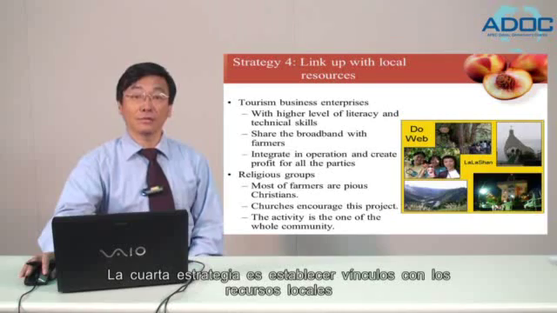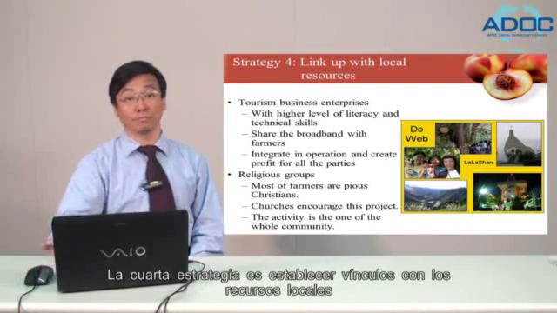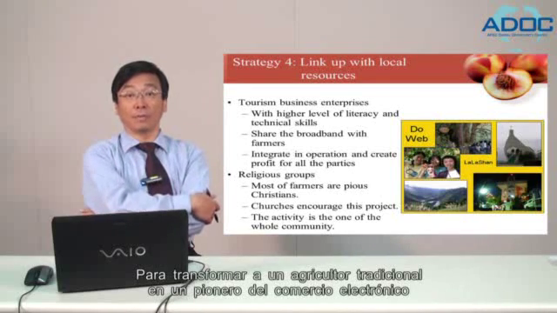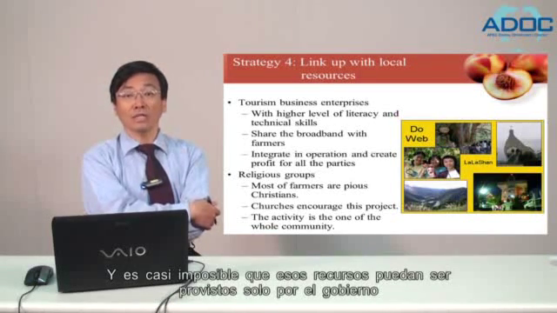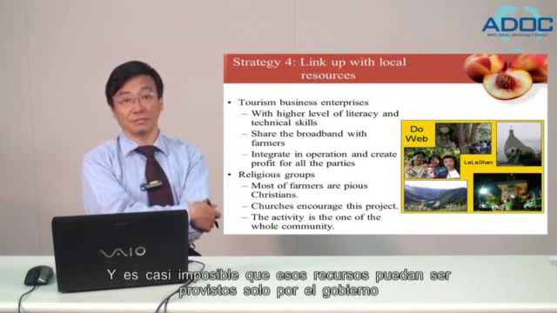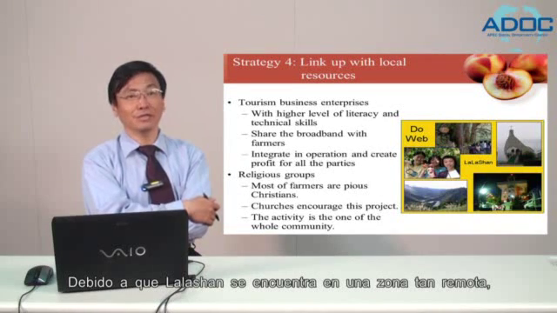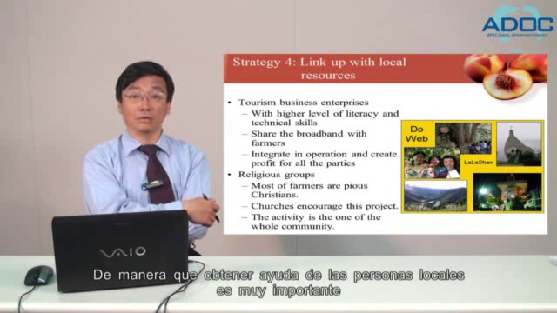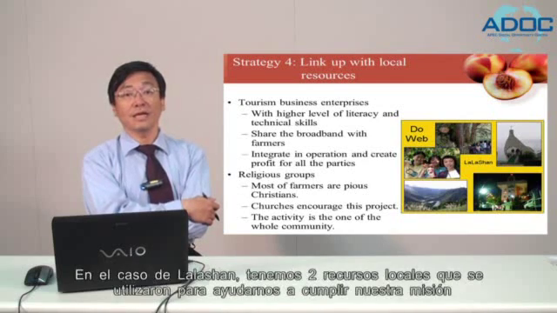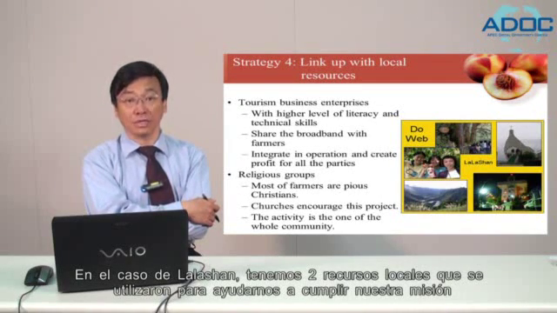The fourth strategy is to link up with local resources. To transform a traditional farmer into a pioneer in e-marketing requires a lot of resources. And it's almost impossible that those resources can be provided only by the government. Because Lalashan is located in such a remote area, it is quite unlikely that the government can deliver those resources all the way to the site. So to get help from the locals is very important. In the Lalashan case, we have two local resources that were used to help us accomplish our mission.